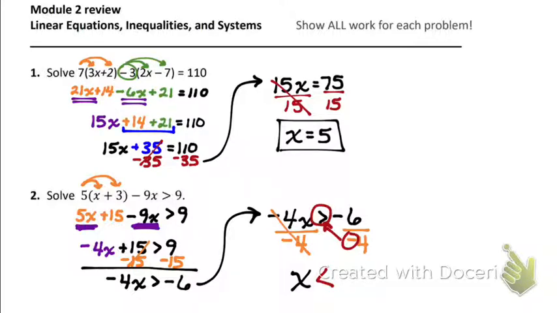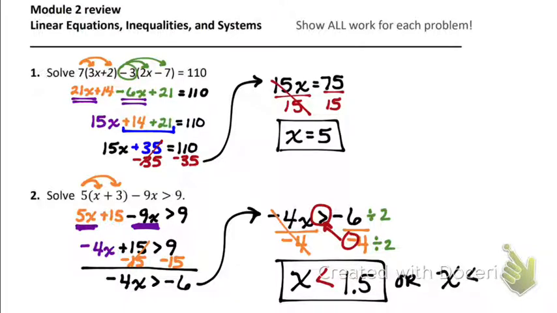6 divided by 4. It's going to be a decimal, that's okay. 1.5. Or if you wanted to leave it in fraction form, you could look at this and say, oh, I see that I can divide both of those numbers by 2. So you could have had x is less than 3 over 2. That would be fine also. Decimal form or fraction form would be perfectly fine.